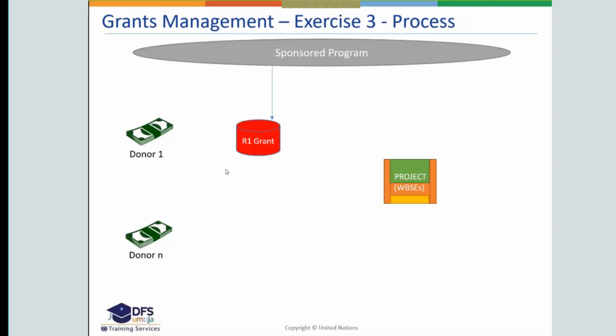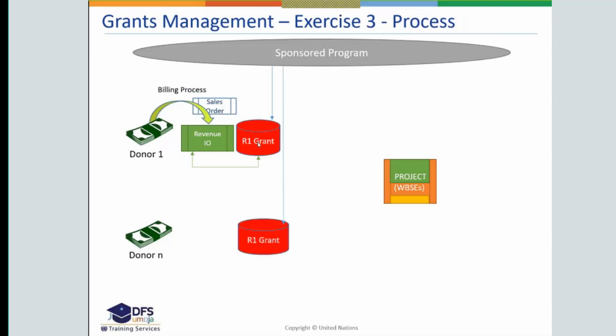First of all, we will create the first resource mobilization grant for this donor and a revenue internal order to receive the income, and they will be linked together. Once we link them, exactly as we saw yesterday, the sales order will be automatically created by the system, and then we will be ready to do the billing process to create the receivable in our accounting and to track this income in our revenue account.